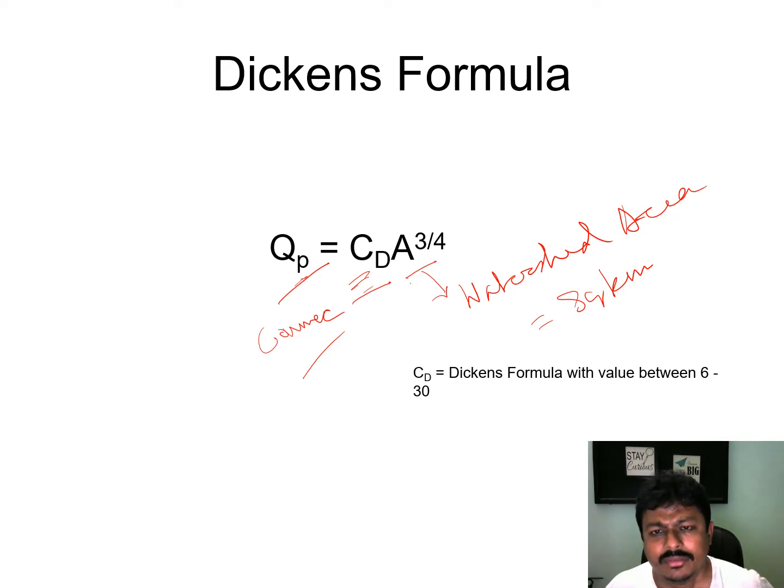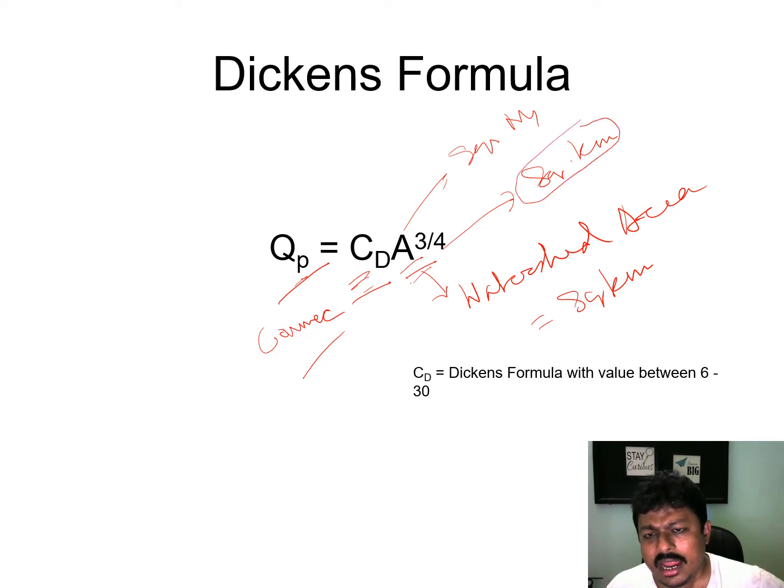Now, in various books, the unit of area is expressed differently. In some books, it is square meter. In some books, it is square kilometer. What I found is that in most of the books, the unit of area is square kilometer. Another point of note is that in most of the books, they say to just multiply the Dickens coefficient with the area, and you will find the peak discharge. Here you do not have to satisfy units.